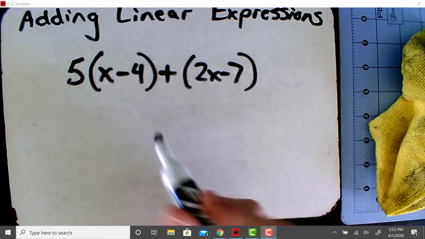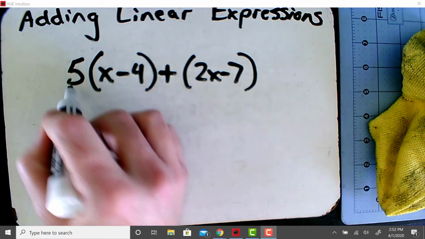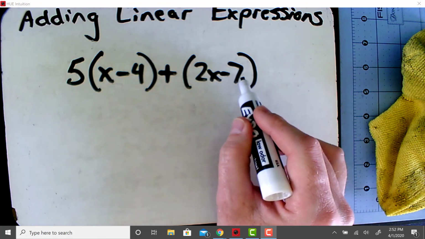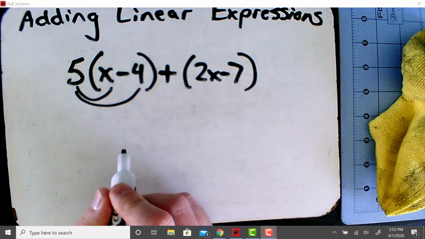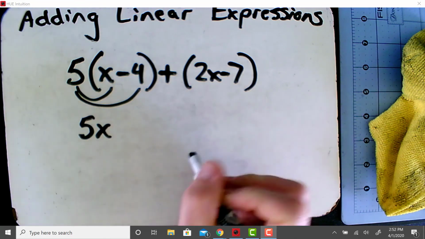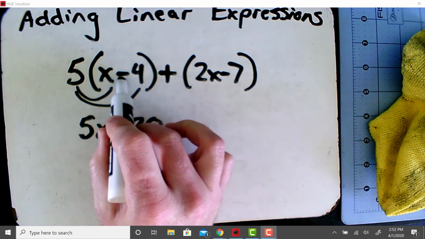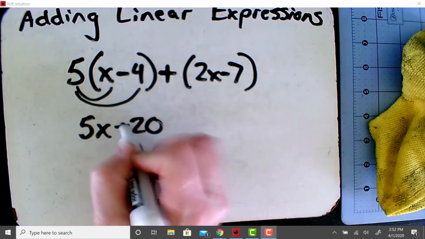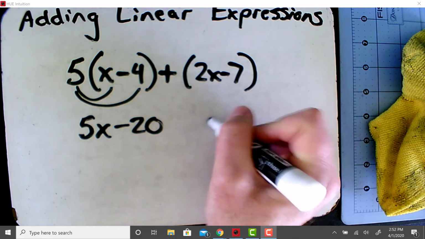Here's a second example of a problem that requires us to do some distributive property. So once again, I've got 5 times x minus 4 plus 2x minus 7. So I'm going to start by simplifying things a little bit by getting rid of this 5 that's outside the parentheses using distributive property. This means 5 times x is going to get me 5x. And 5 times 4 is going to get me 20. Now, if I treat this, since it's got a minus sign, like a -4, that means my answer would be -20 or minus 20.